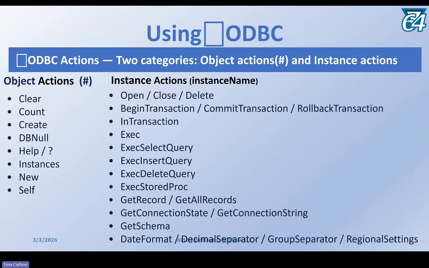The left argument of the APL64 Quad ODBC system function determines if the Quad ODBC action applies to the Quad ODBC object or the Quad ODBC instance. The Quad ODBC actions are not case sensitive, whereas the Quad ODBC instance names are case sensitive.